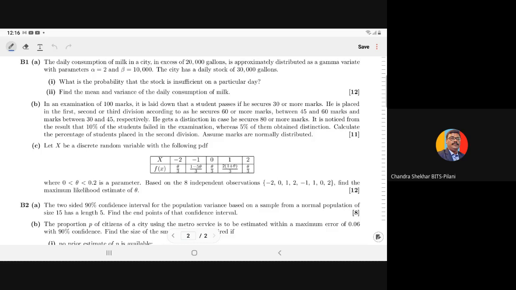It is noticed from the result that 10% of the students failed in the examination, means they got less than 30% marks, whereas 5% of them obtained distinction, means these 5% scored more than 80 out of 100. Calculate the percentage of students placed in the second division. Assume marks are normally distributed. So here marks are given to you as normally distributed. Follow the normal distribution.